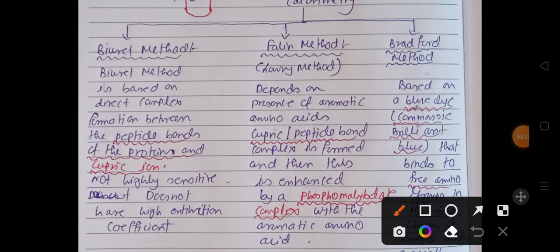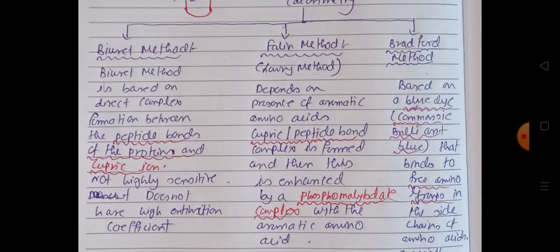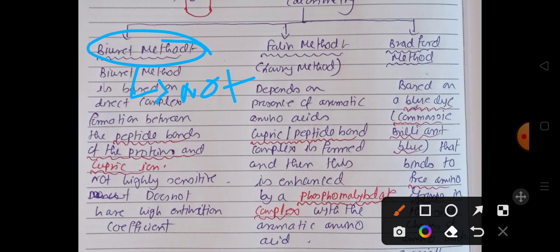Okay, so in the Biuret method, there is a formation of a complex between the cupric ion and the peptide bond that gives us absorbance, although it is not highly sensitive because it has no high extinction coefficient. What an extinction coefficient is, we have talked about in our spectroscopy lecture series, which you may have also watched. So that is the idea of the Biuret method. It is not that sensitive because it does not have a high extinction coefficient, and what is happening here is that a complex forms between the cupric ion and the peptide bond of protein.